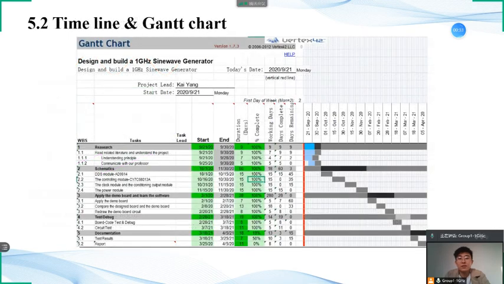The next is the timeline. In September, we read the related literature, communicated with our advisor, and finally decided to use AD9914 as a solution. In October and November, the system design block diagram was enriched, which mainly includes the DDS module, control module, clock module, and the power module. We designed circuits for these modules.